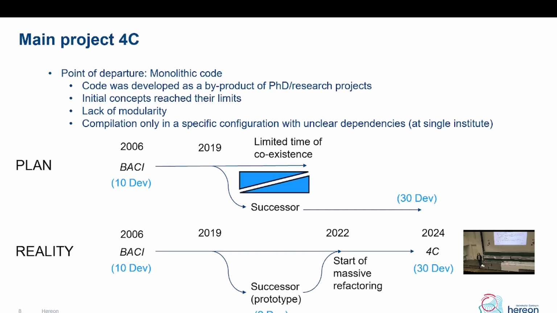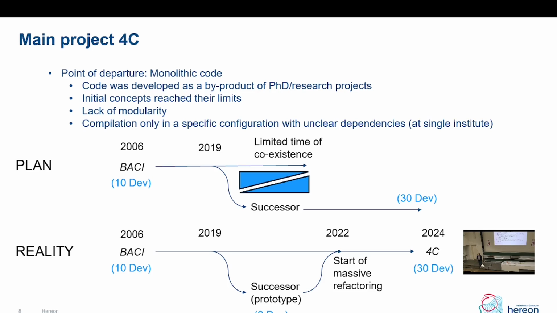Now let's get back to the main code. There we also learned a lot of things. So what was the starting point, let's say, around 2019? We found that our project is meanwhile so large that it's really hard to maintain. It was developed mainly by PhD theses, and the people are better or not that good at writing code. And the whole concepts just came to their limits. So we had some pressure to start with something new.